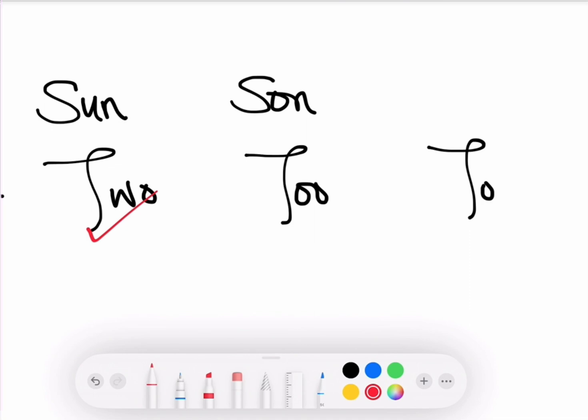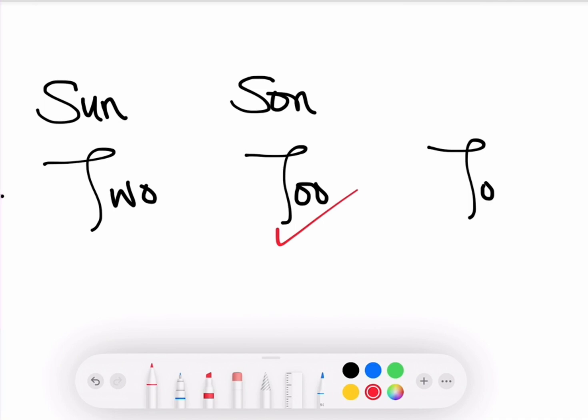I have 3 apples. I have 4 apples. But in this case, you use 2. I have 2 apples. I have 2 mangoes. I have 2 bananas. The second case is TOO, which talks about also. For instance, I want ice cream also. You could say I want ice cream too. That's another way of putting it.